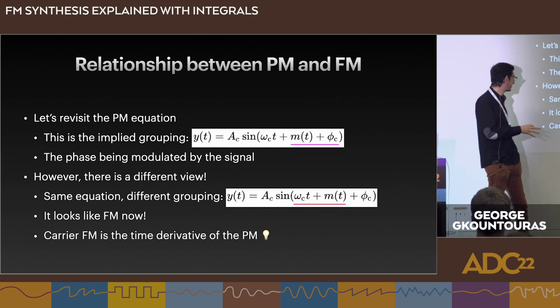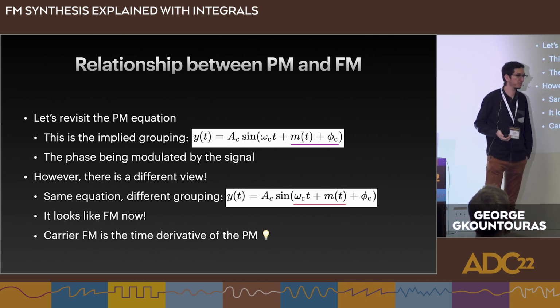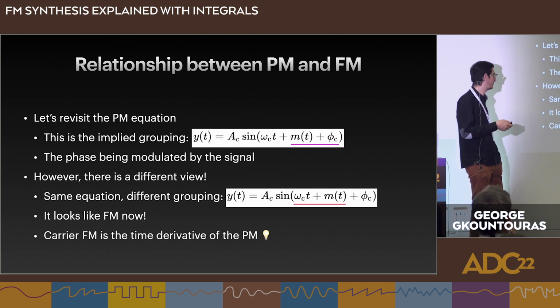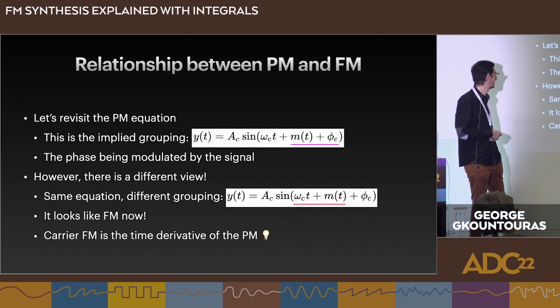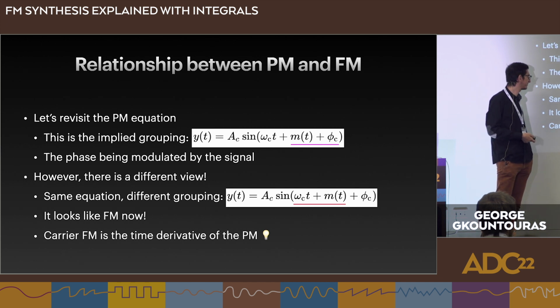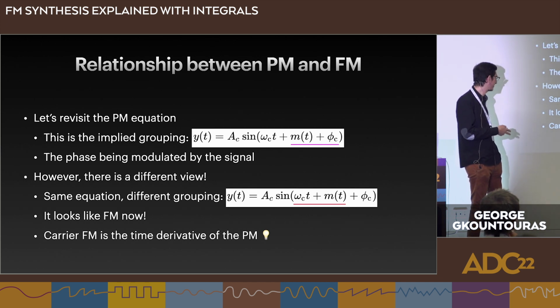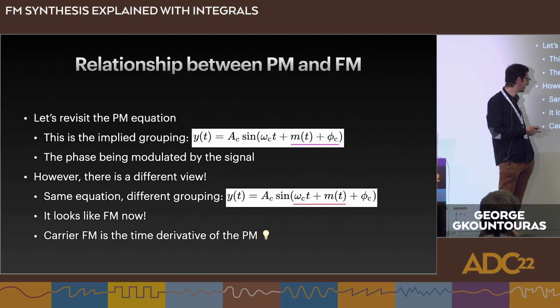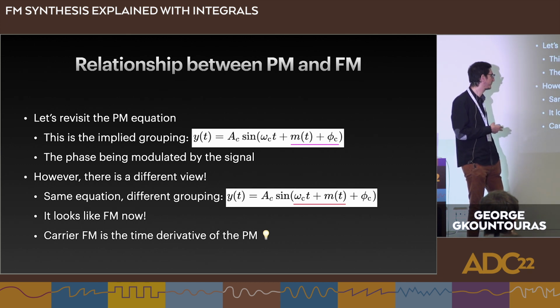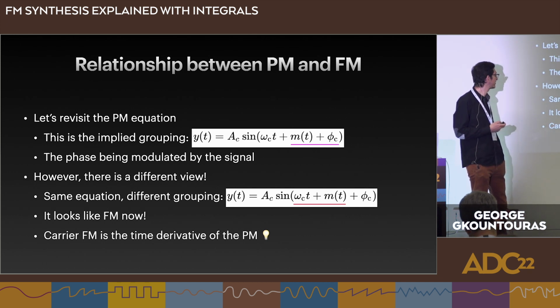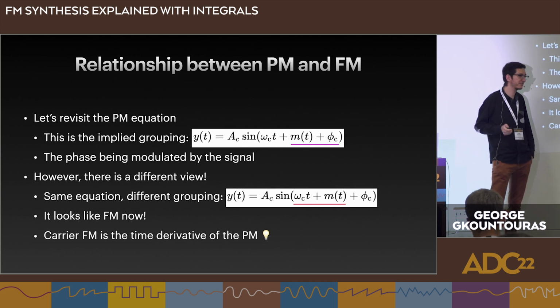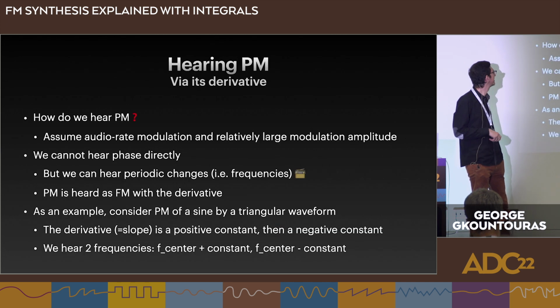So what happens is that it looks like FM because there is a signal that is modulating the frequency of the carrier. And a useful insight at this stage is that carrier frequency modulation is the time derivative of the phase modulation. Or we can define that the phase modulation is the integral of the carrier frequency modulation.